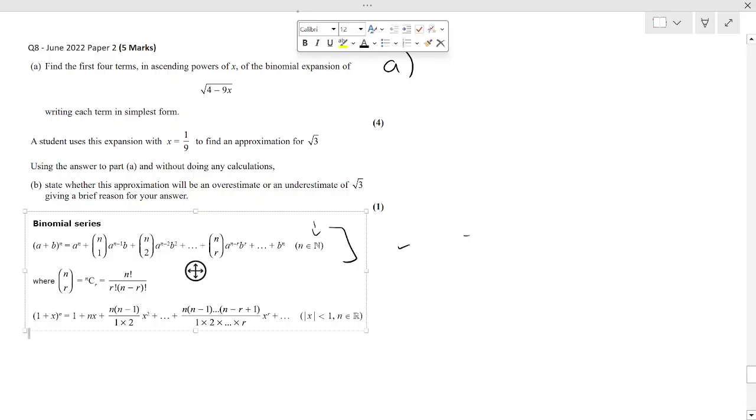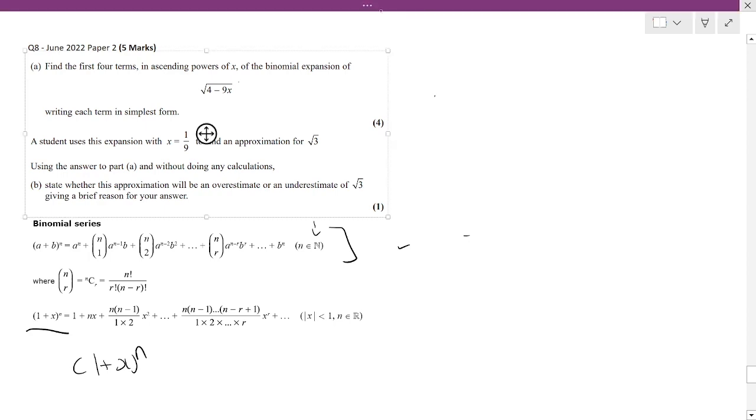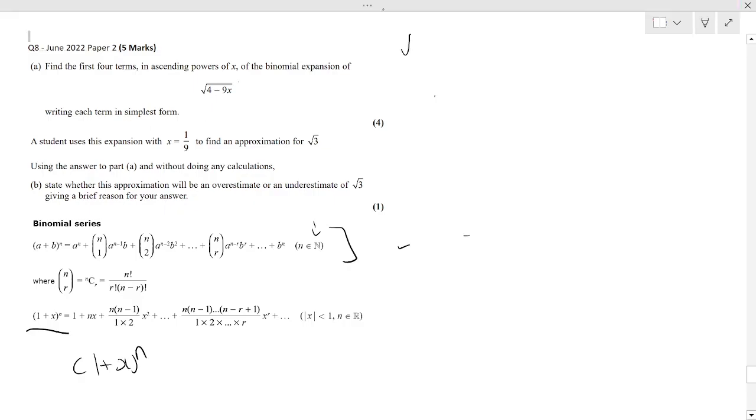It's just formula work. But if we're going to use the formula, we're going to need to get it in this form here: 1 plus x to the n. So we need to get this surd in terms of that. Well, how are we going to do that? We are just going to use index laws, right? So you can say root 4 minus 9x is going to be 4 minus 9x to a half.